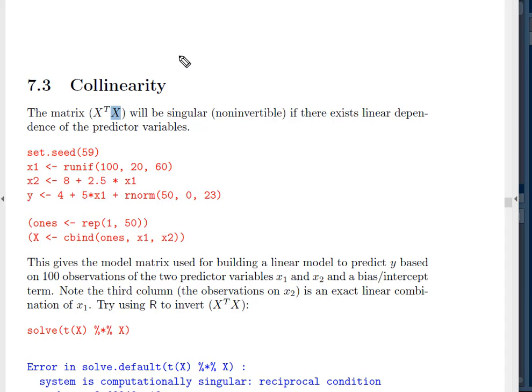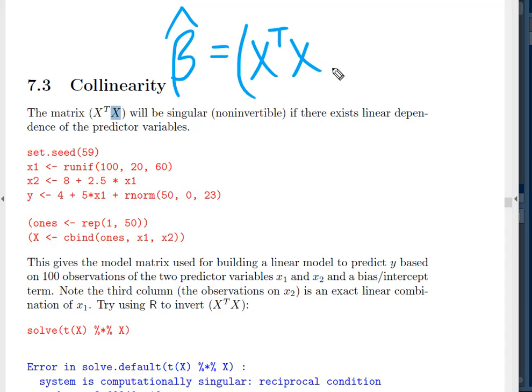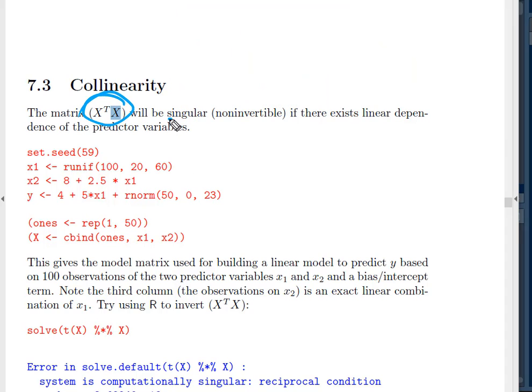Remember, when you do least squares, our beta hat vector, the solution to that, is (X transpose X) inverse, X transpose y, right? So obtaining these estimates for the true betas requires us to invert this matrix, the X transpose X matrix. X transpose X will be singular, or non-invertible, same thing, if there exists linear dependence of these predictor variables.